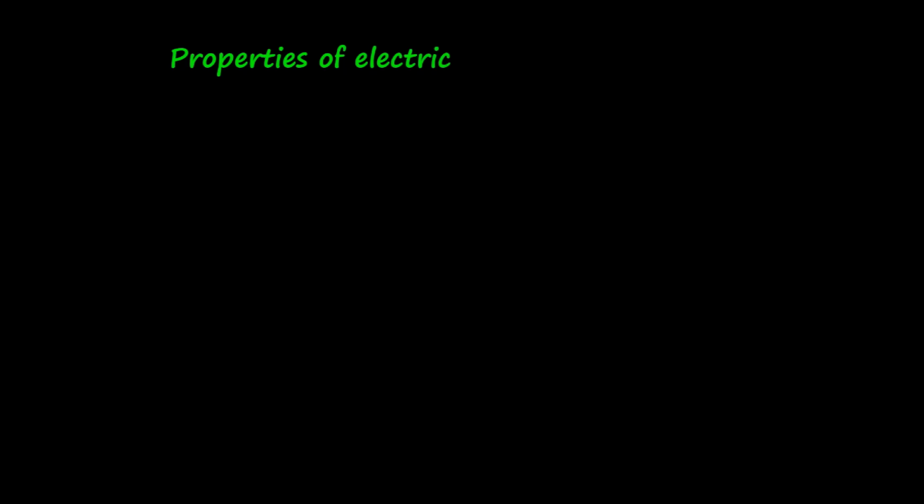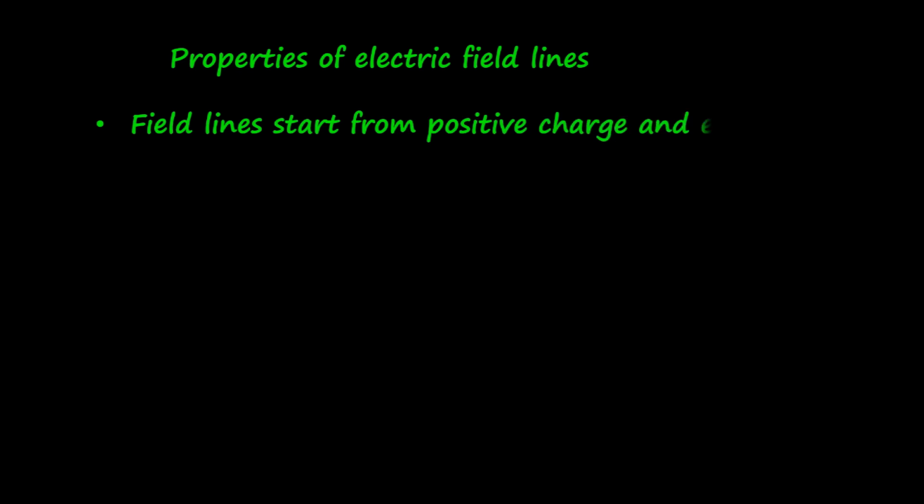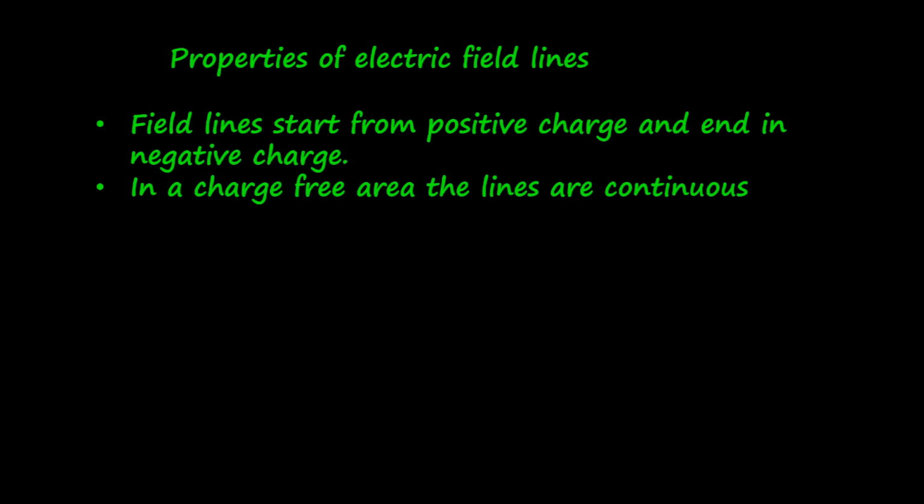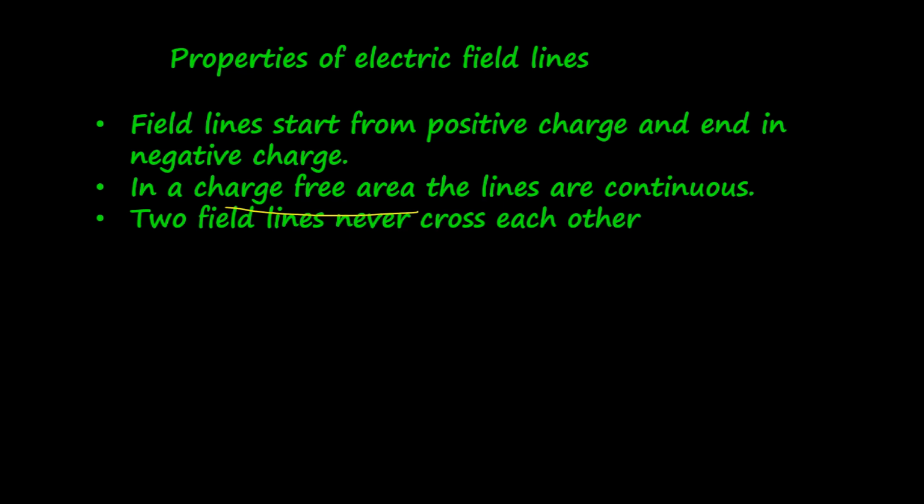Now we will see properties of electric field lines. First property, field lines start from positive charge and end in negative charge. Second one, in a charge-free area, the field lines are continuous. Do you know what a charge-free area is? It is an area where there is no charge already present. If another charge is already present there, then the shape and nature of the field line will change. Third one, 2 field lines never cross each other. Fourth point, the field lines never form closed loops.